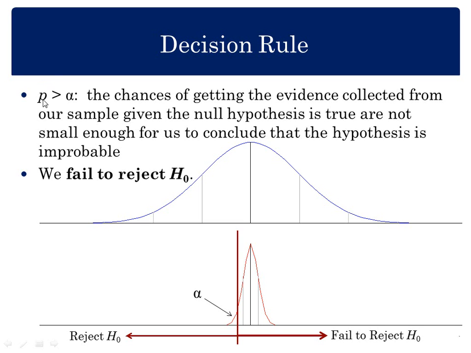If your p is large, that tells you that the chances of you getting the evidence that you collected from your sample, given the population looks like what you specified under the null, are not small enough for us to conclude that the hypothesis is improbable, which is really what we wanted to do in the first place. So we fail to reject the null hypothesis.